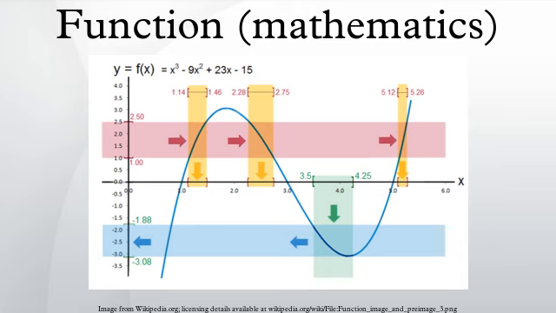Real-valued functions enjoy so-called pointwise operations. That is, given two functions f and g from X to Y, where Y is a subset of the reals, their sum f plus g and their product f times g are functions with the same domain and codomain. They are defined by the formulas.